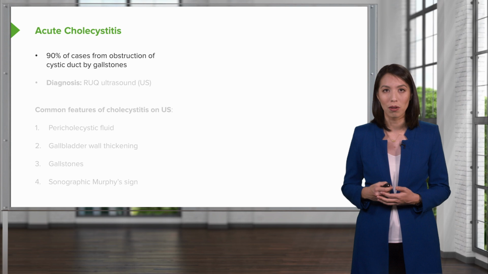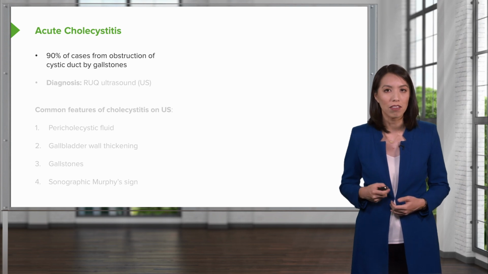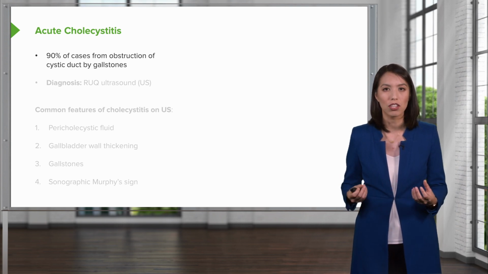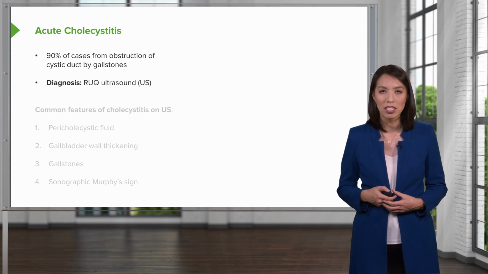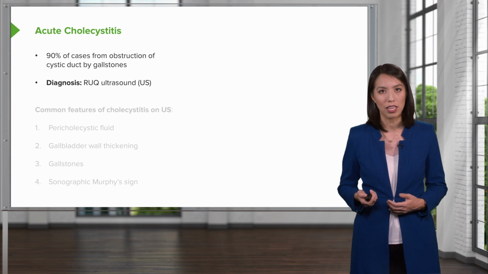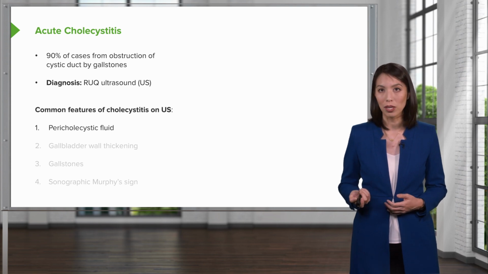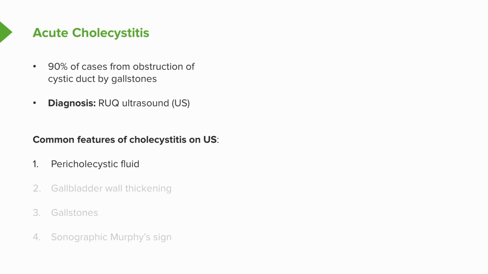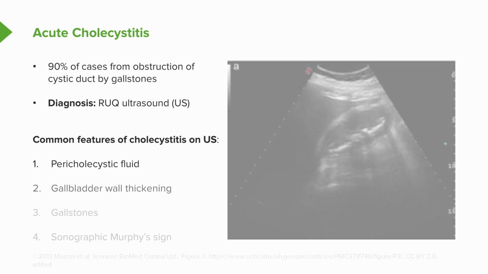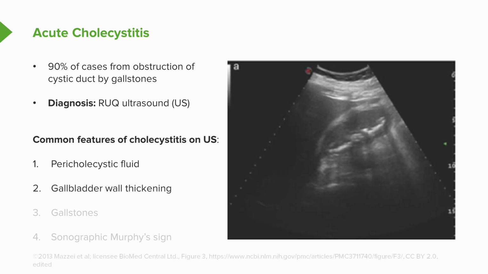Most cases of cholecystitis are from obstruction of the cystic duct, which directly drains the gallbladder, by a gallstone. The diagnosis is made by right upper quadrant ultrasound. Some common features that we can discuss here are you may have fluid surrounding the gallbladder. What you would see is a dark or black structure around the surface of the gallbladder. You may see gallbladder wall thickening, as shown here in the image. The wall is slightly thicker than normal.